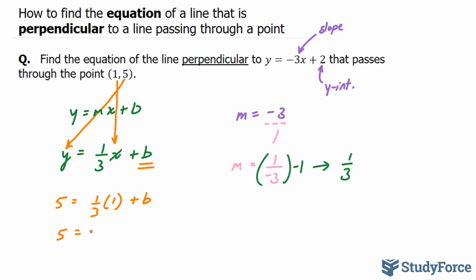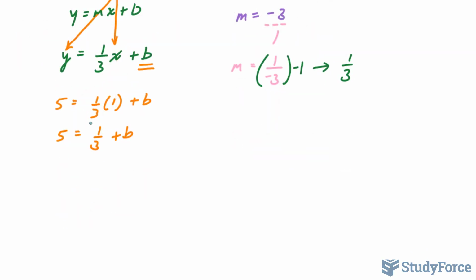So we have 5 is equal to 1 over 3. This part was simplified to 1 over 3. And we solve for b by bringing this 1 over 3 to the other side. Essentially what I'm doing is grouping like terms, where we have 5 minus a third is equal to b. 5 minus a third, and there's many ways that you can do this.